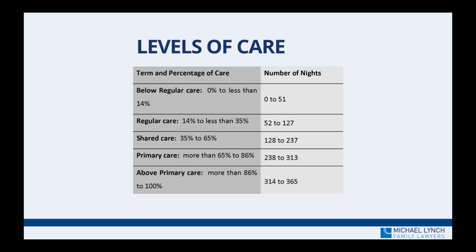So the percentage of care: 0 to 14% means 0 to 51 nights in a calendar year. Regular care, 14% to less than 35%, is 52 to 127 nights. Shared care is 35% to 65%. Primary care is more than 65% to 86%, and above primary care is more than 86% to 100%.